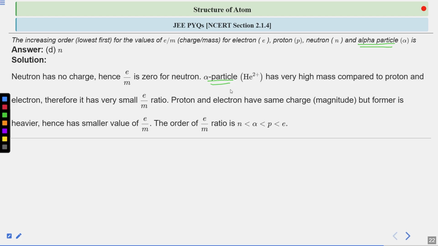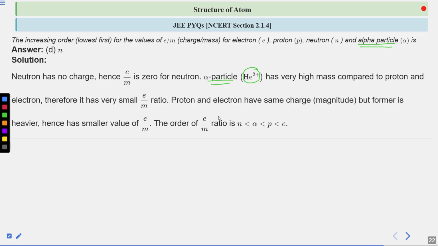Then what will be the e/m ratio for the proton and electron? For the proton, the e/m ratio will again be 1, but it has slightly less mass, right? So for helium 2 plus, it will not be 1 because the mass is higher. But what about the electron? It has a negligible mass, so it will be 0.